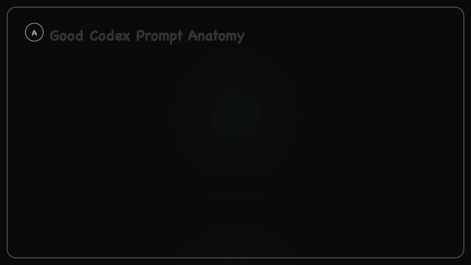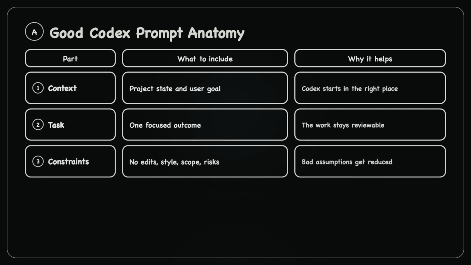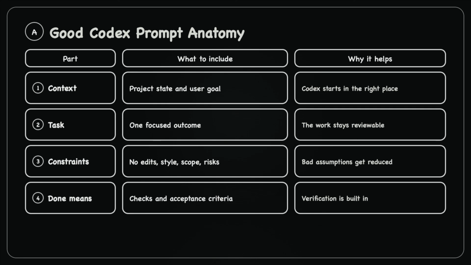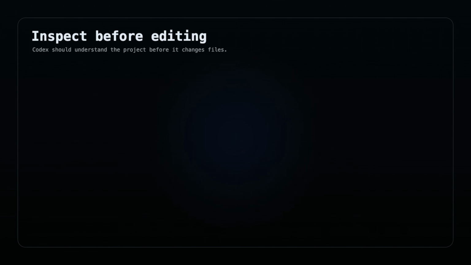A good Codex prompt is not just a request, it is a small project brief. The better the prompt is, the easier it is for Codex to understand the current state, choose the right amount of work, and verify the result. The basic structure is simple. Explain the goal, give the relevant context, define what should change, define what should not change, and tell Codex how to verify the work. If the task is risky or unclear, ask Codex to inspect first and make a plan before editing.